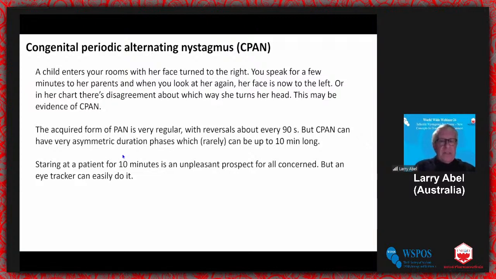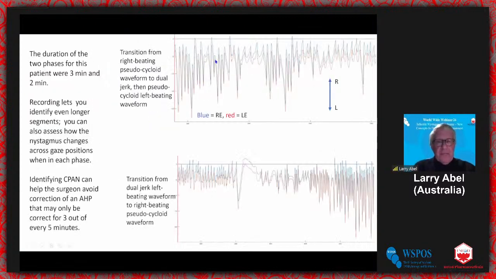And so what does it look like? Here's somebody with a right beating nystagmus that fairly abruptly goes left beating, and then they flip back to the right, and then they go into a persistent left beating nystagmus.